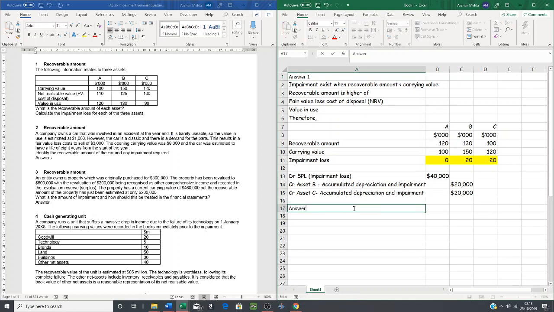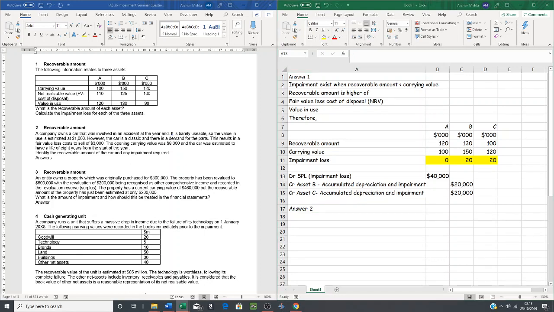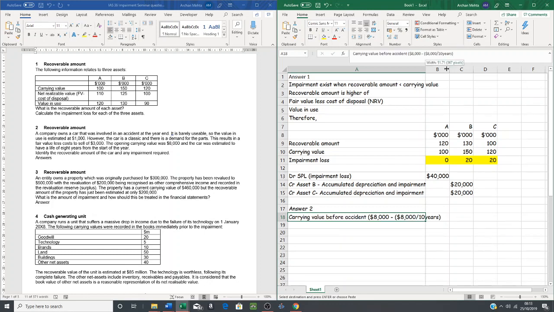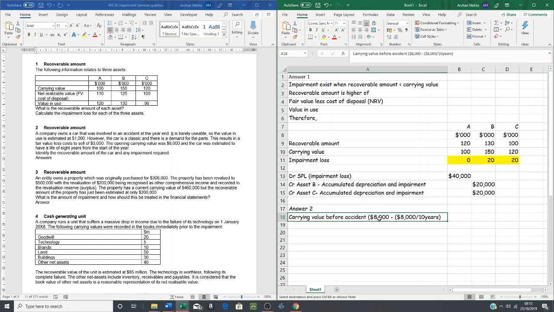Right, so now if you had a chance to prepare your answer, let's see what the answer would look like. First of all, the carrying value of the asset on the accident date. We know at the start it was 8,000. We are also told that the car was estimated to have a life of 8 years. So we need to take away depreciation worth 1 year from this 8,000 pounds. So 8,000 divided by 8 years gives you 1,000. Take it away from the opening carrying value, and that should give you 7,000.